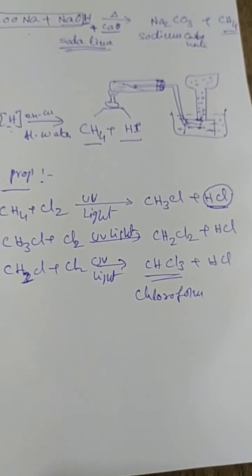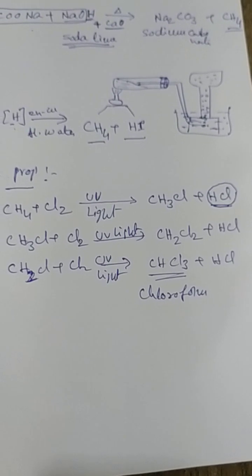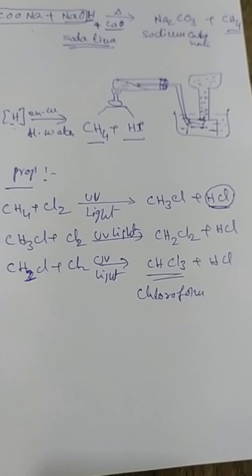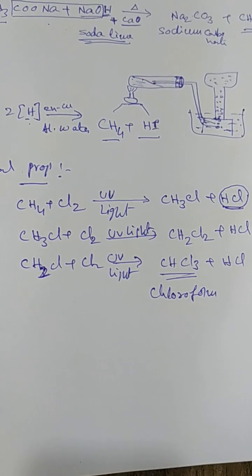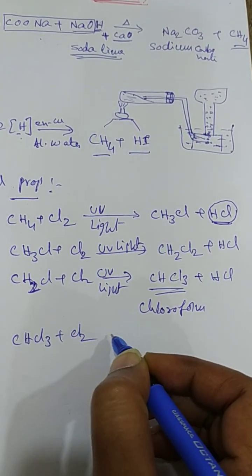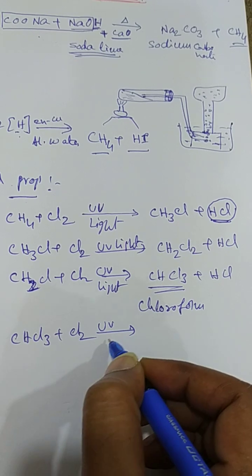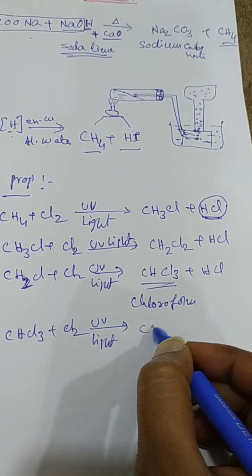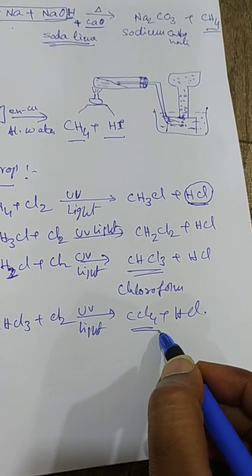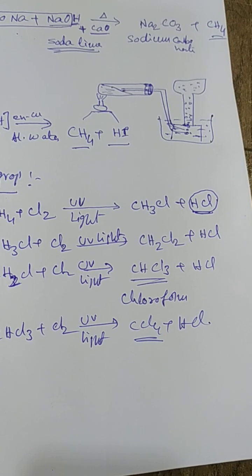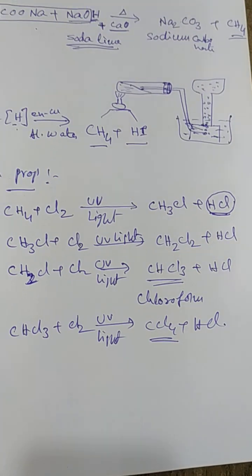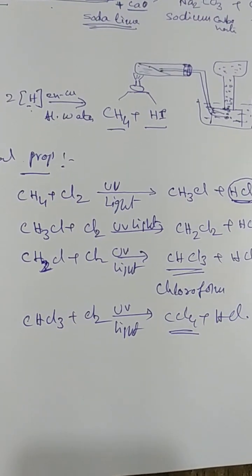See, the thing is that in the chain reaction, chloroform appears, but it will not sustain. It will not sustain because this chloroform will again react with chlorine. CHCl3 will react with chlorine in the presence of light and form CCl4 and HCl. Carbon tetrachloride is a stable molecule and it will not react further. Okay.